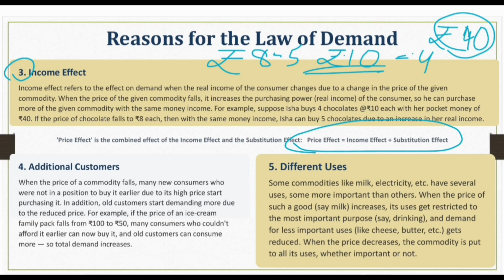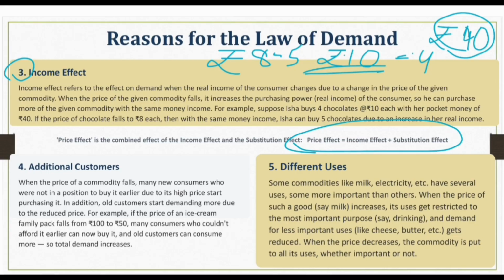Now, additional customers. When the price of a commodity falls, many new consumers who were not in a position to buy it earlier due to its high price start purchasing it. In addition, old customers start demanding more due to the reduced price. For example, if the price of an ice cream family pack falls from 100 to 50, many consumers who couldn't afford it earlier can now buy it, and old customers can consume more. So the total demand increases, right? So we are going to have additional customers for a commodity just because its price has fallen, and now more people are in a position to buy and use that commodity.